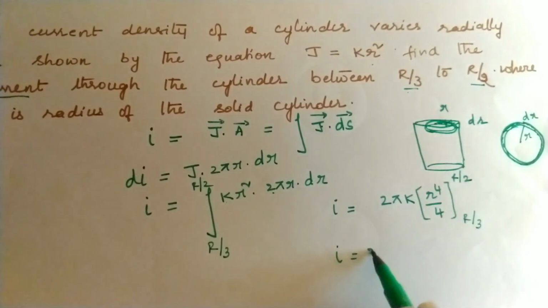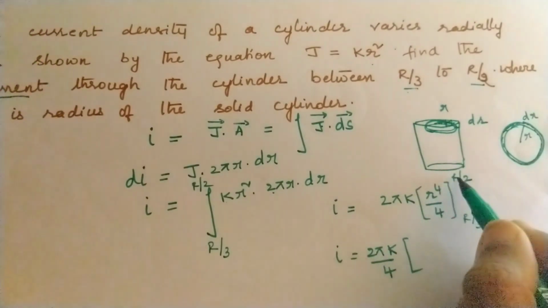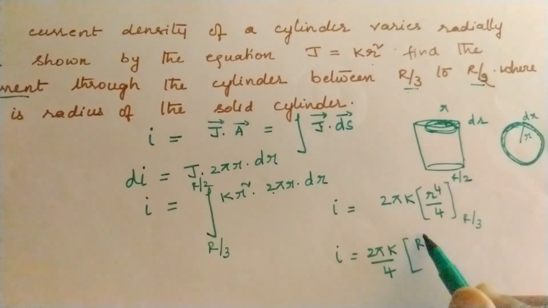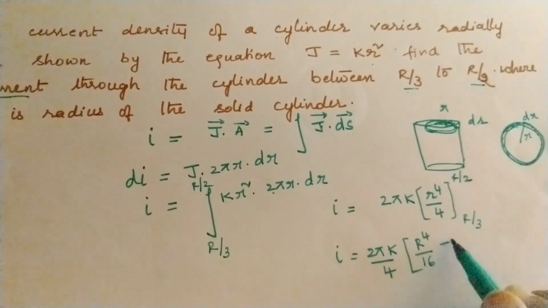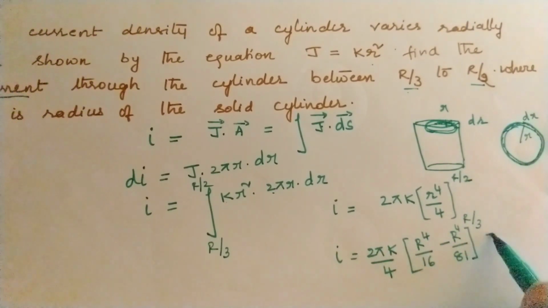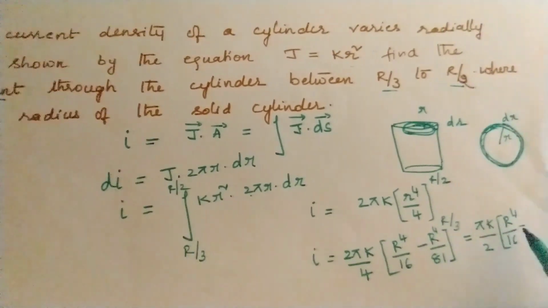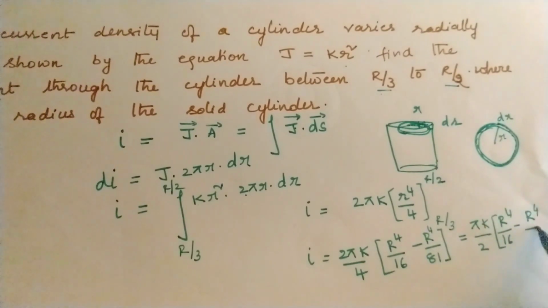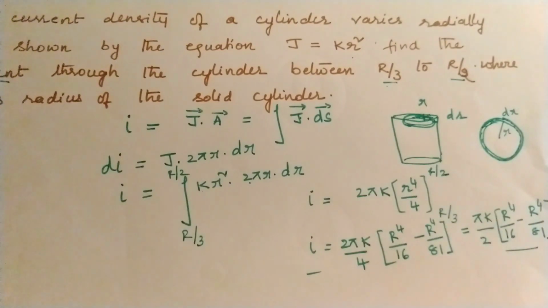So the current comes out to be 2 pi K, the 4 I will also take outside, R by 2 whole to the power 4, so R to the power 4 by 2 to the power 4 is 16, minus R to the power 4 divided by 81. Either leave the answer like this or you can simplify further. I can write it as K pi by 2 into R to the power 4 by 16 minus R to the power 4 divided by 81. So this gives you the current passing through the cylinder.